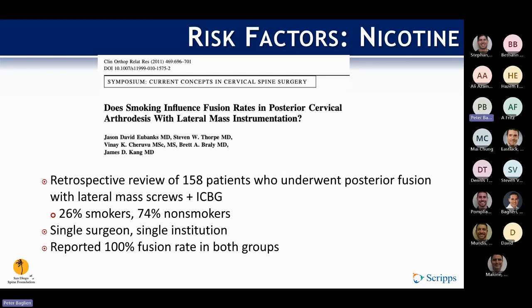So does smoking influence fusion rates in the posterior cervical spine? We just talked about the anterior cervical spine. At least out of this cohort of patients, published in 2011, with lateral mass screws and iliac crest bone grafting, they noted no significant difference between the two groups. They had a 100% fusion rate in both groups. So maybe an outlier in the literature, but interesting with regard to posterior cervical fixation.